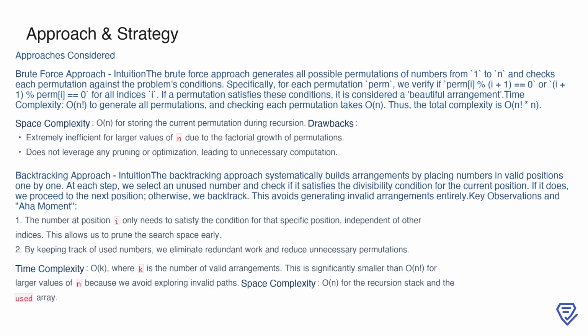A more refined method is the backtracking approach, which systematically builds valid arrangements. By placing numbers in valid positions one at a time, we can prune invalid paths early, avoiding the need to generate and check all permutations. At each step, we select an unused number and verify if it satisfies the divisibility condition for the current position. If it does, we proceed; if not, we backtrack and try another option.